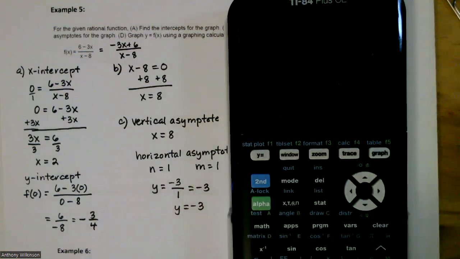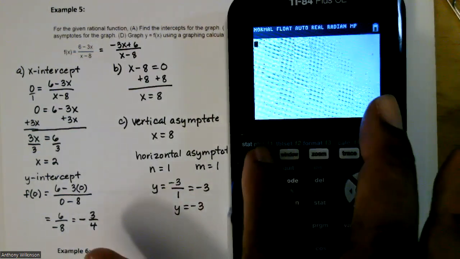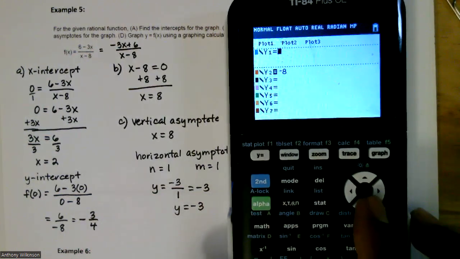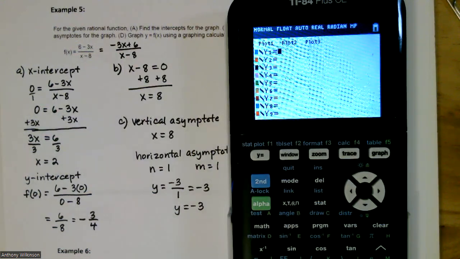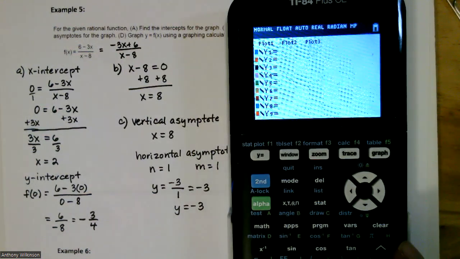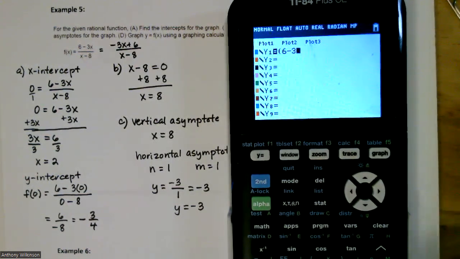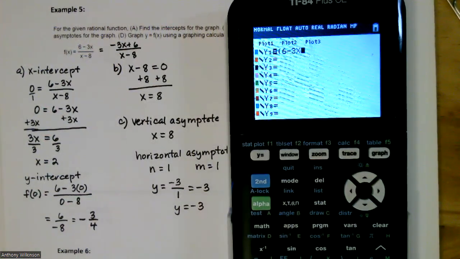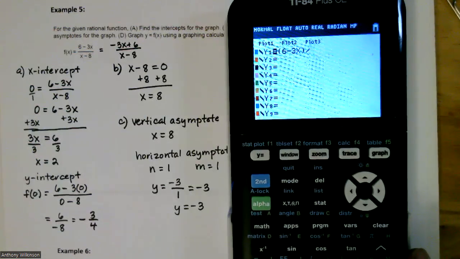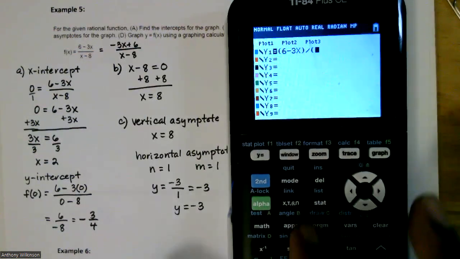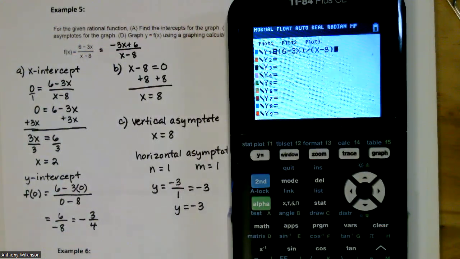And then next we're going to do the graph on the graphing calculator. Okay, so if I go to y equals, and I'm going to clear these equations that I have in y1 and y2, the numerator is going to be 6 minus 3x. That would be put in parentheses. So I'm going to do left parentheses, 6 minus 3, x-variable key for the x, and then close parentheses. Divided by, the denominator is x minus 8, left parentheses, x minus 8, close parentheses.